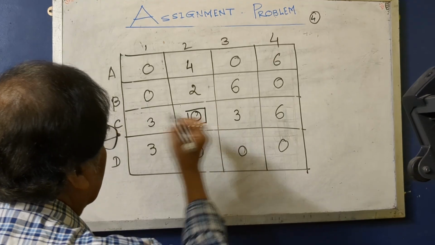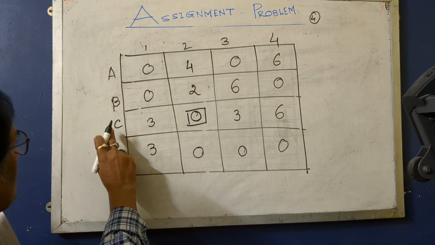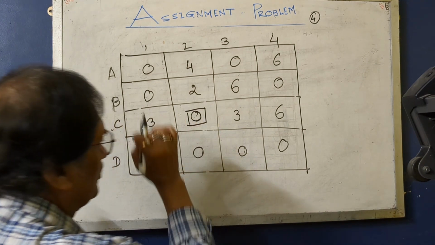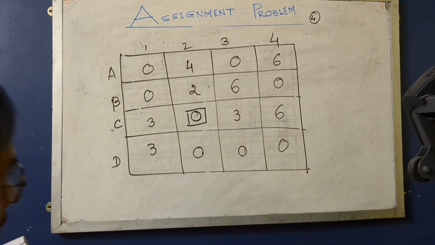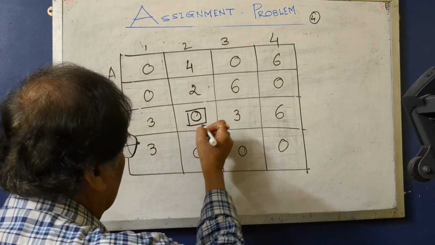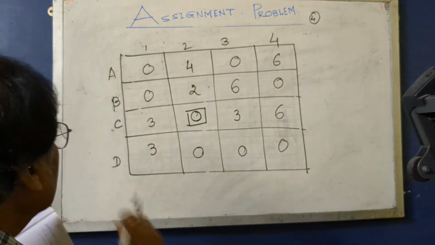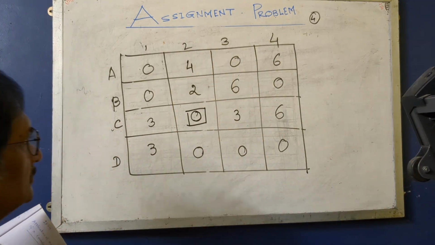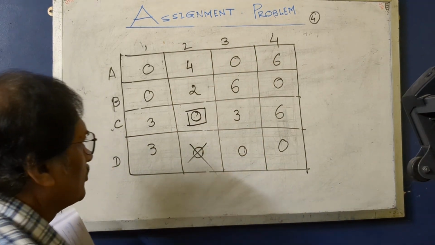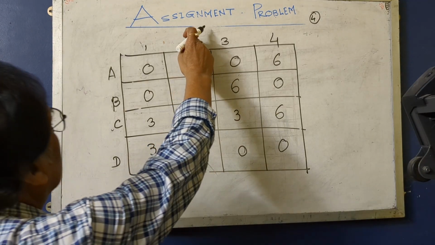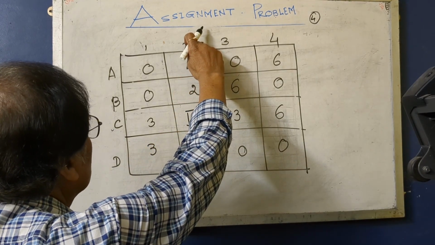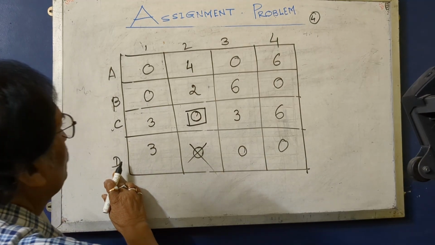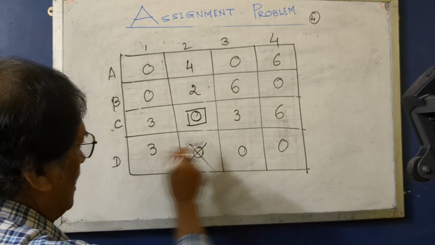Why? You have to allocate because you have to give some job to the person C. Only 1 zero is there, so you have to allocate on that zero. The square means you are allocating the job. You are allocating the person C to the job 2. Then you have to cross it because once this job is allocated, it cannot be given to any other person. You cannot give it to D because the zero is here. That's why I have crossed it.